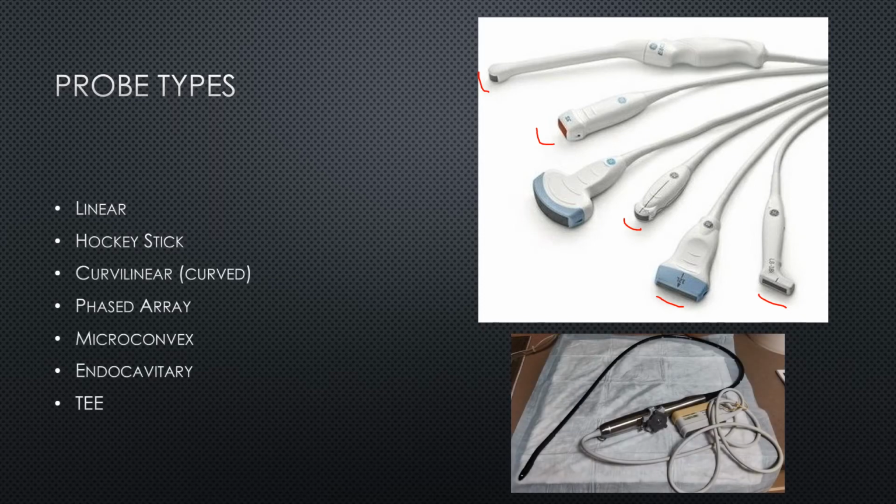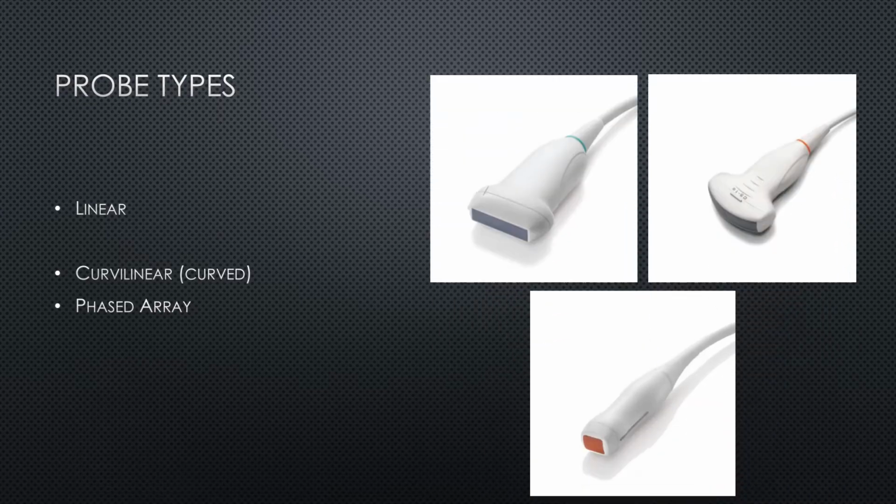There's a ton of different probes available on the market, but we're going to focus on the main ones that you're going to find in pretty much every single ED, no matter where you're at. That's going to be the linear, which is this one, the curvilinear, which is this one, and the phased array probe, which is this one. These are the three we're going to focus on today. There may be future education on other probes as we add them to our repertoire.